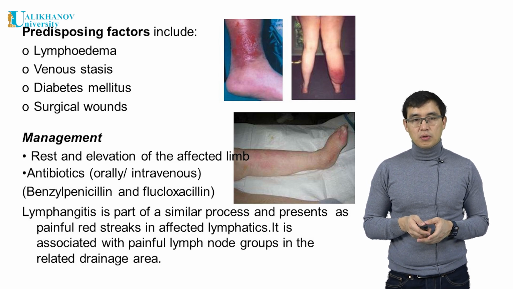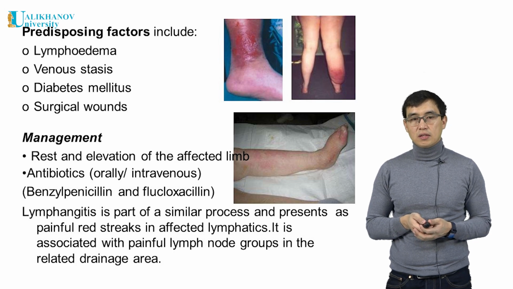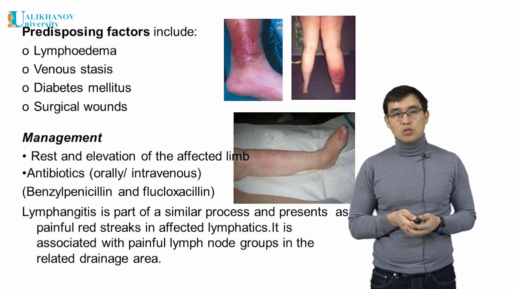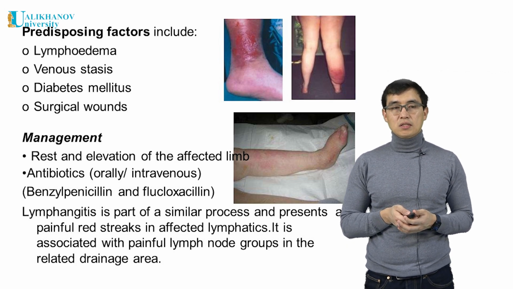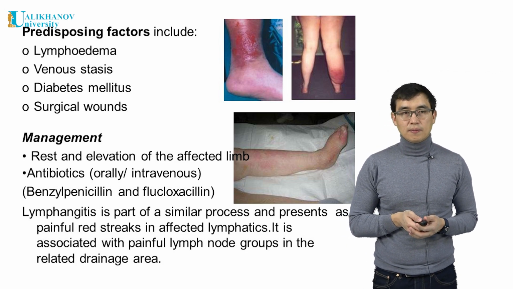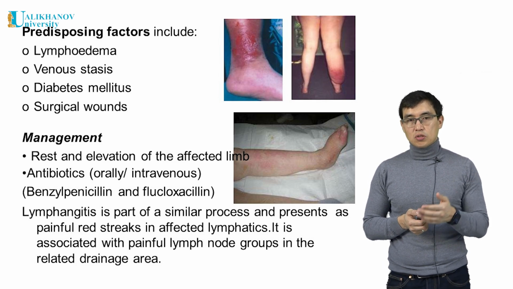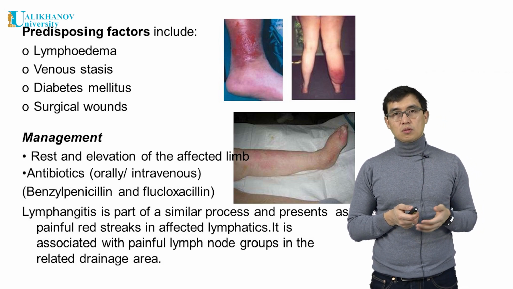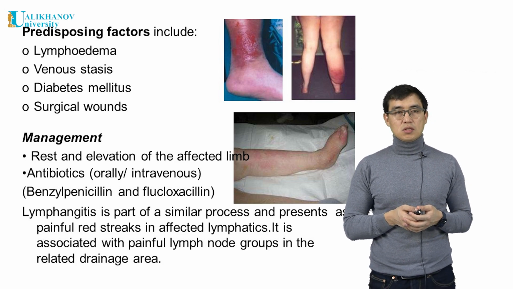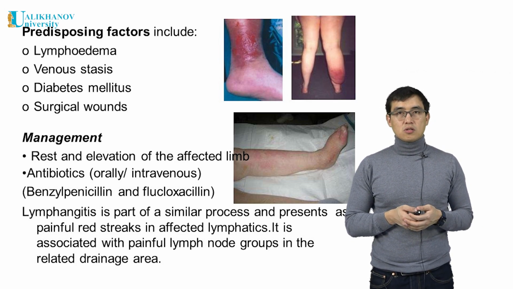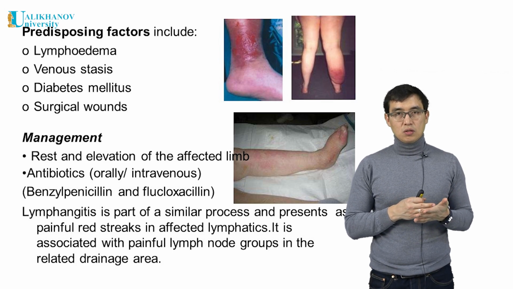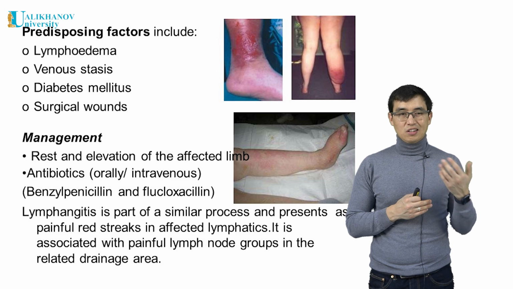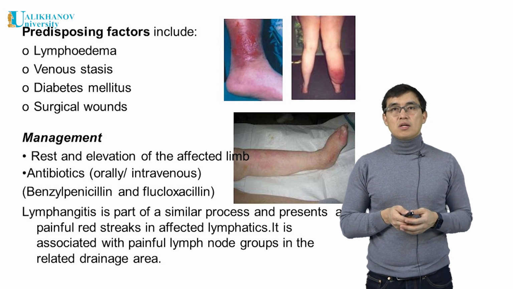And lymphangitis is part of the similar process and presents as painful red streaks in the affected limb. It is associated with painful lymph node groups in the related drainage area. So at these pictures you can see all of these predisposing factors. For us, of course, it's very important that patients with diabetes mellitus control their glucose count. So in the next lecture we will talk about another surgical infection. Thank you for your attention.